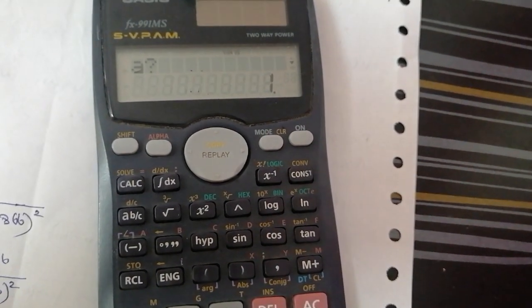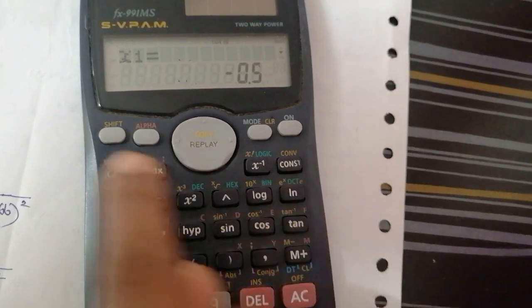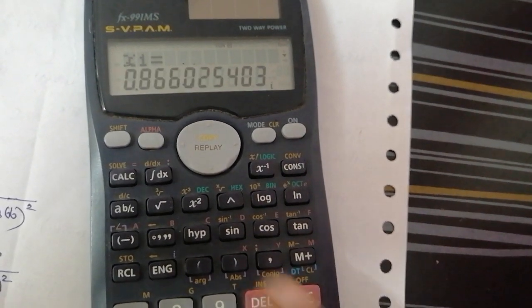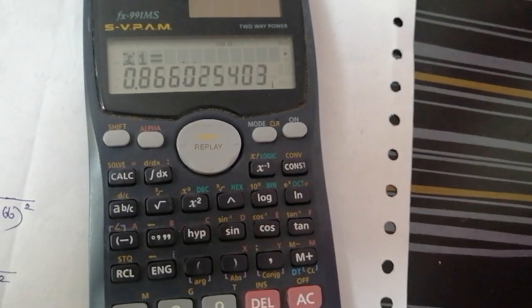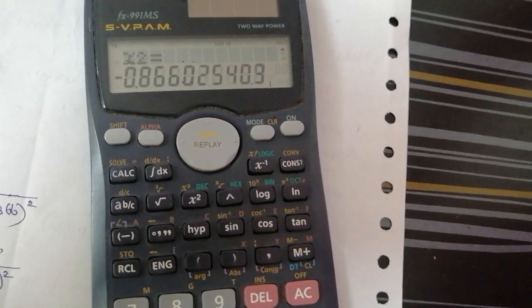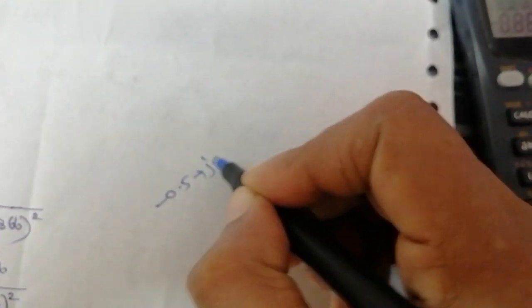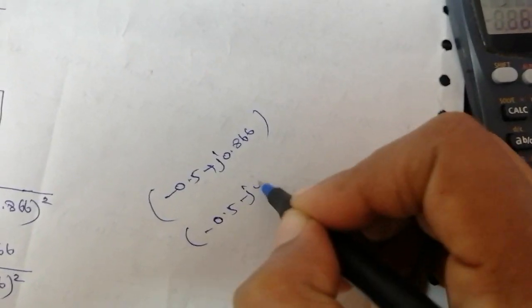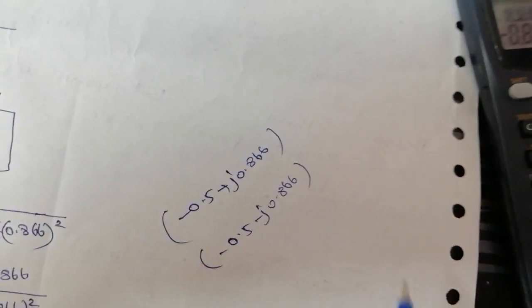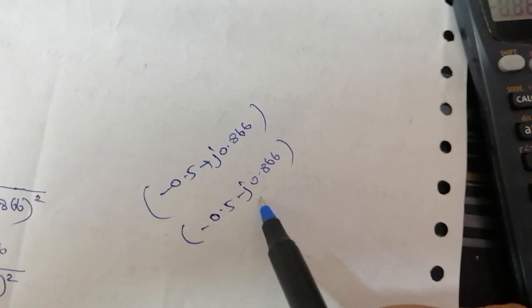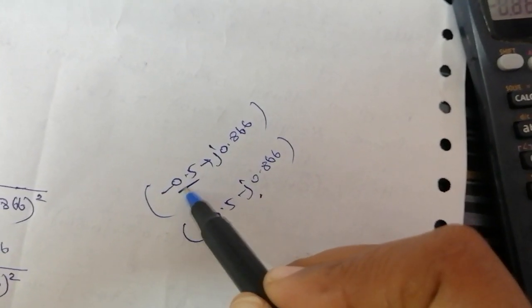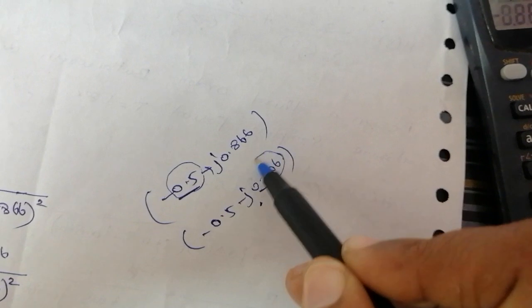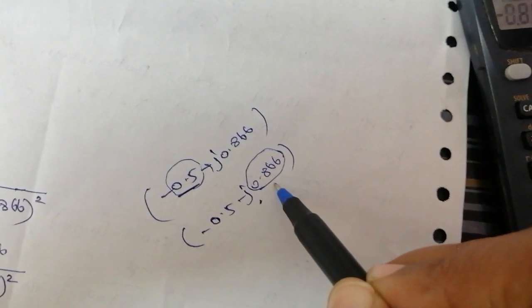So x1 is minus 0.5, with imaginary term plus 0.86, whereas x2 has imaginary term minus 0.86. So the two poles are: one is minus 0.5 plus j 0.866, and another pole is minus 0.5 minus j 0.866, right? From these two poles, you can take this 0.5 value as a and 0.866 as a b value.